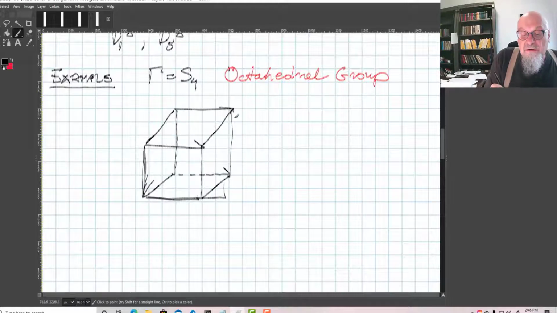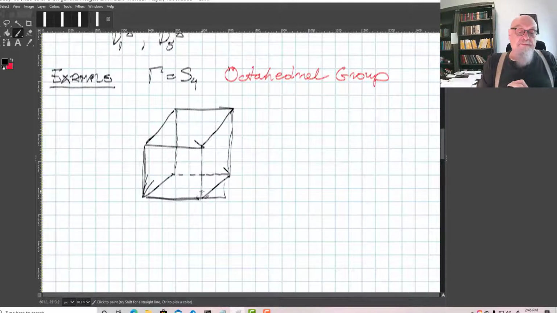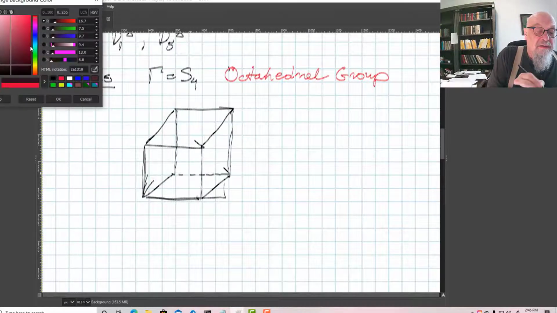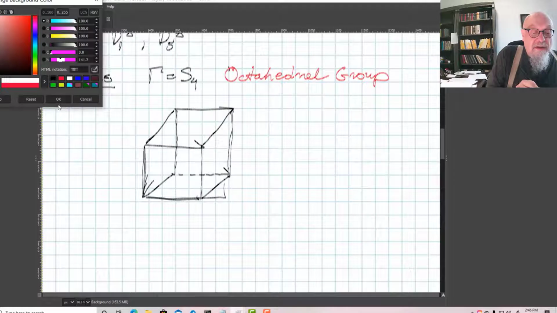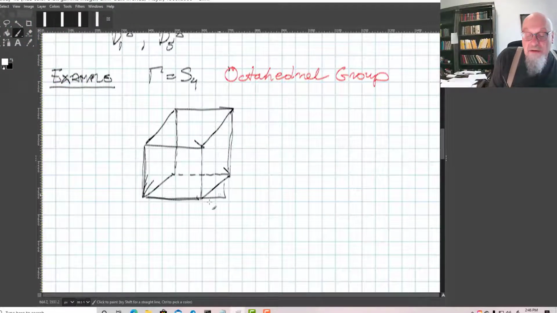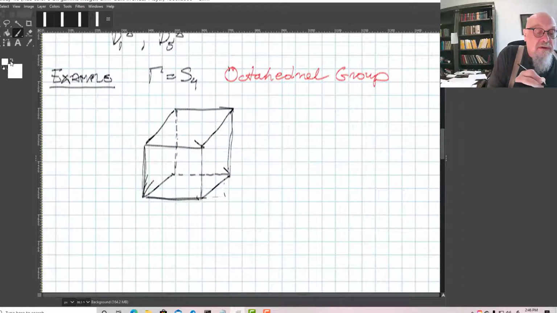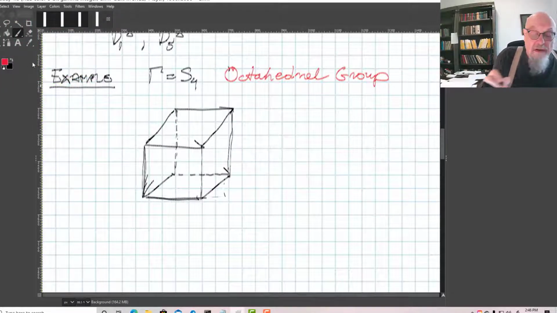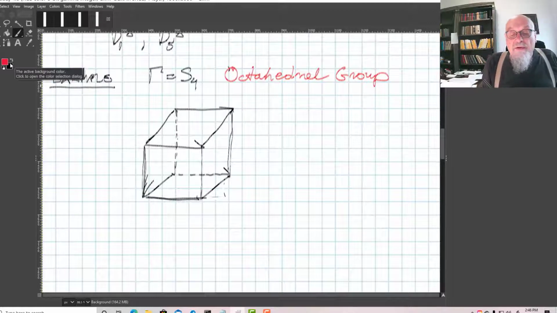This is my cube. I don't really need that one. Let me remove this one. Okay, try to remove it. Okay, I'm removing. And here it has to be dotted. So let me, okay. And so we have this octahedron.